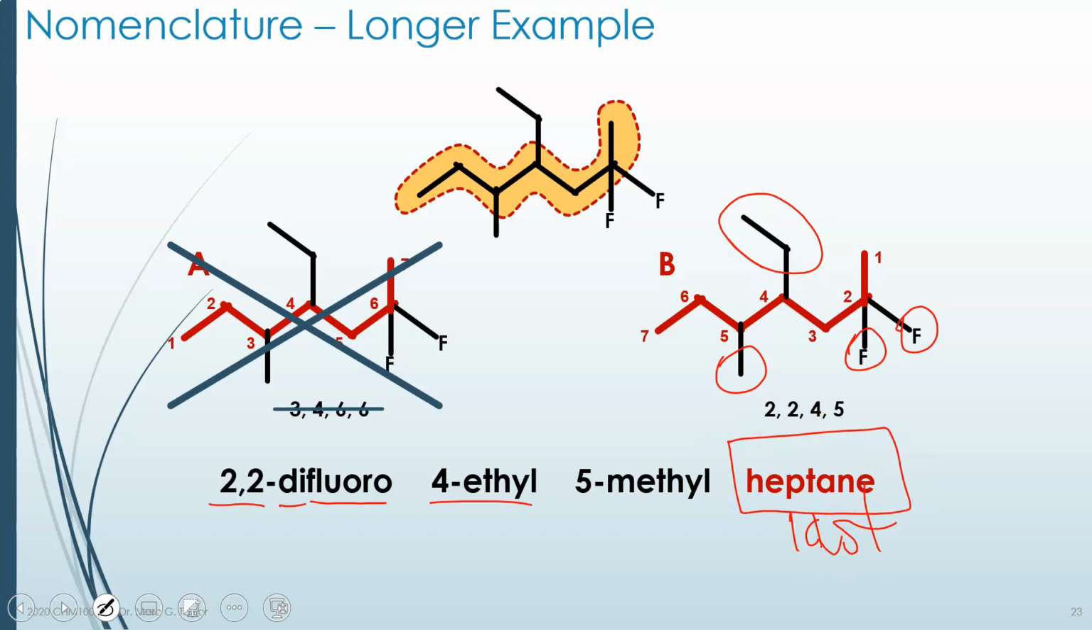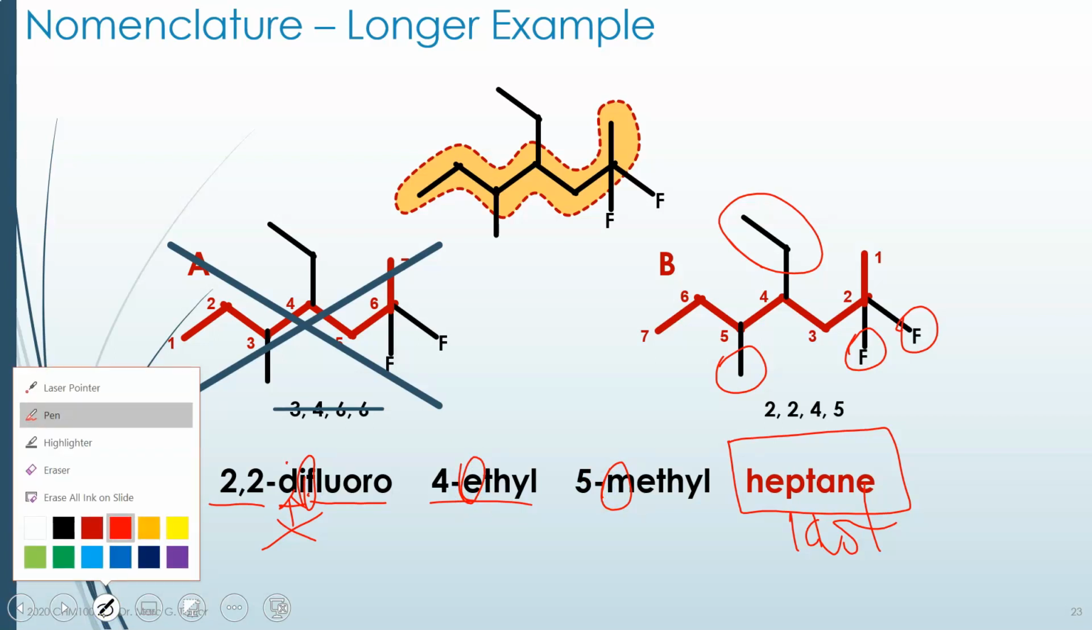So now we have all our pieces, and the only thing we know is this is dead last. We don't know the order yet. So what will be the order? Well, we look at the fluoro, we don't look at the D. Don't look at the D. We look at the fluoro, the E in ethyl, and the M in methyl, and we organize them alphabetically.